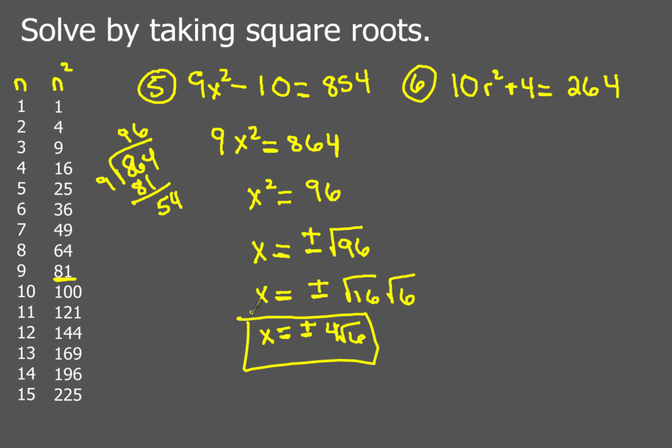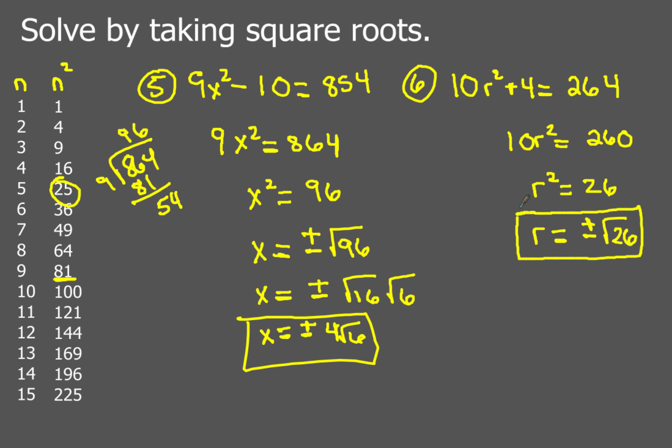And then the second example, when you subtract 4, you're going to get 10r squared equals 260. When you divide both sides by 10, you're going to get r squared equals 26, and then r is going to be plus or minus the square root of 26. Now if I look over here, 25 is the closest one without going over. 25 doesn't go into 26, neither does 16, 9, or 4. So I can't simplify that one any further. So we are done with that one. r is going to have a value of plus or minus the square root of 26.